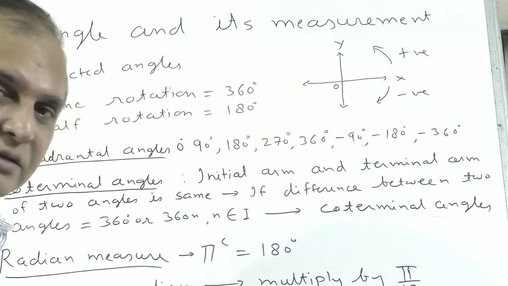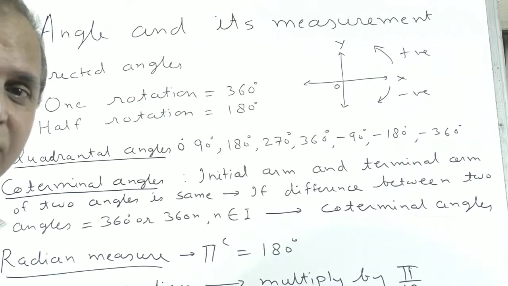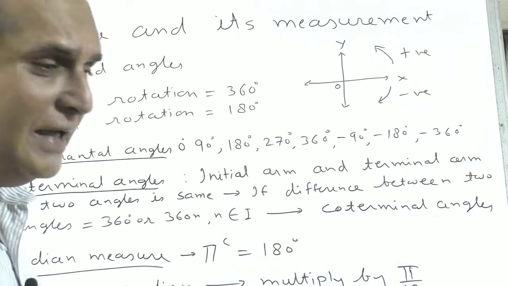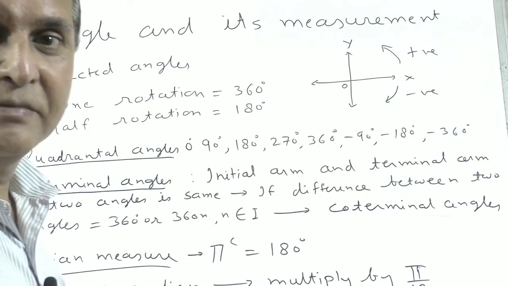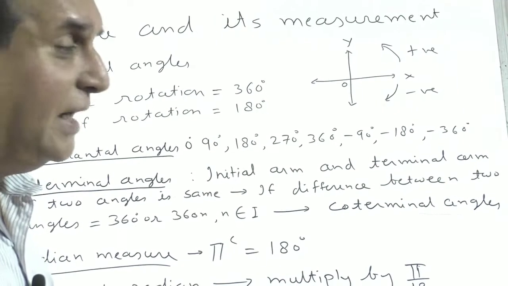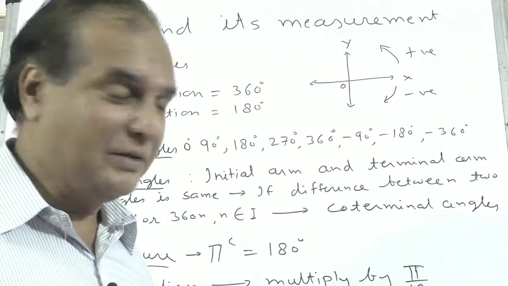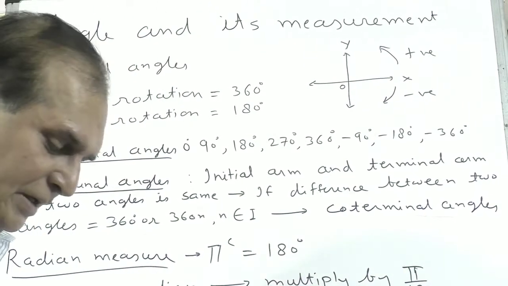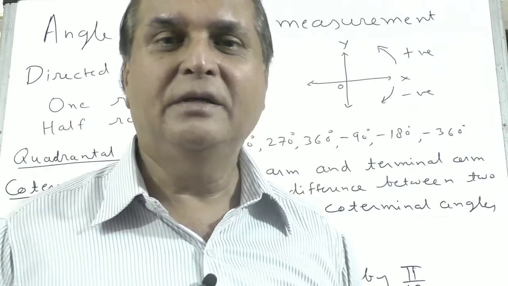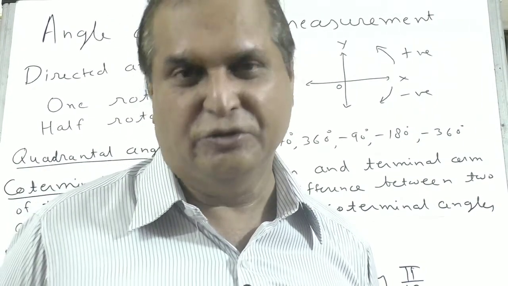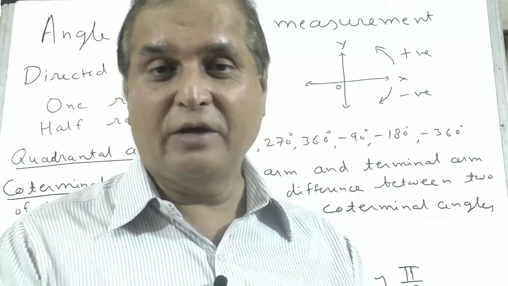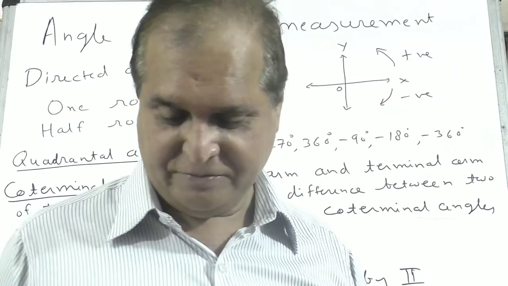So even 90 and 450 are co-terminal angles. Like this, you subtract and see. The other addition and subtraction rules are as per your algebra. Don't forget that. Up to now you have used the degree system, the sexagesimal system. Hereafter we are going to use radian measures.